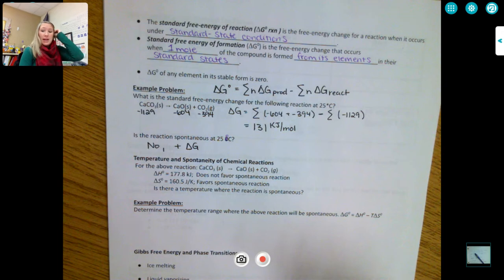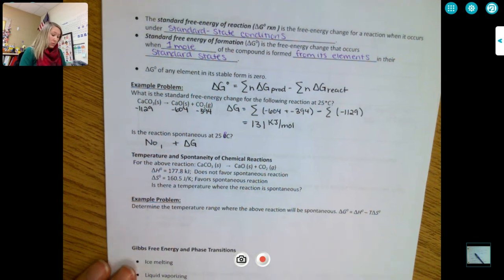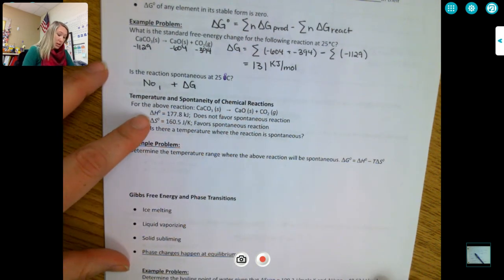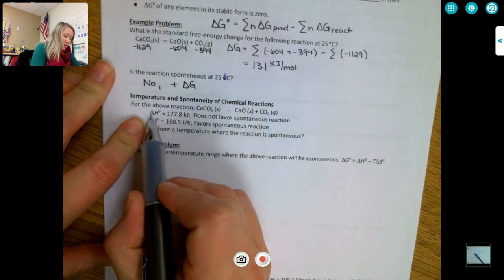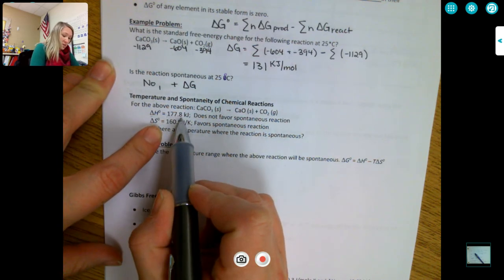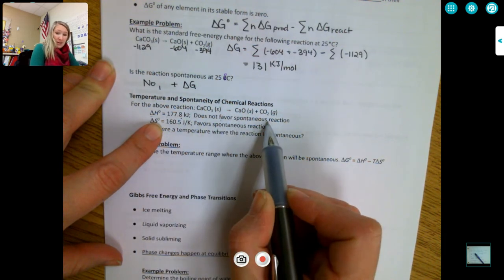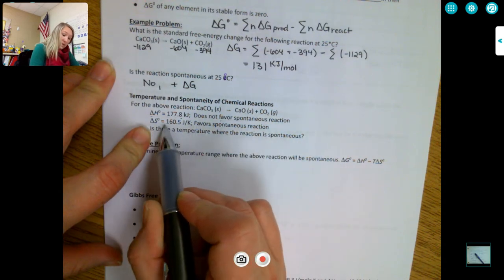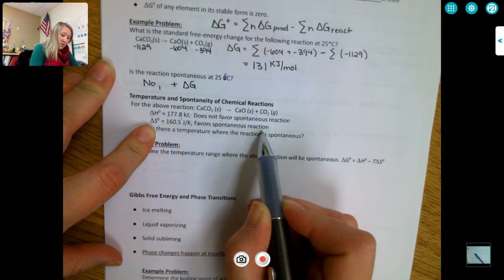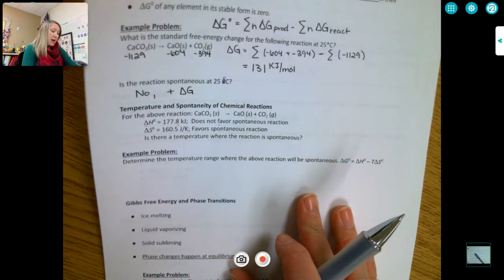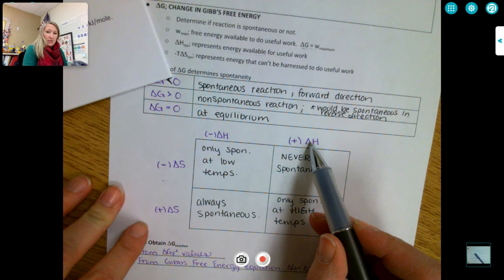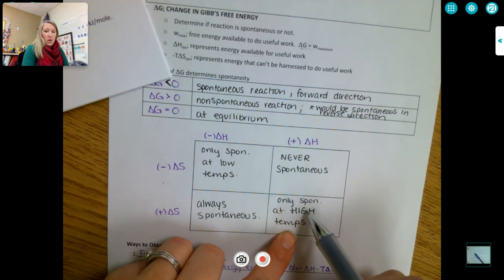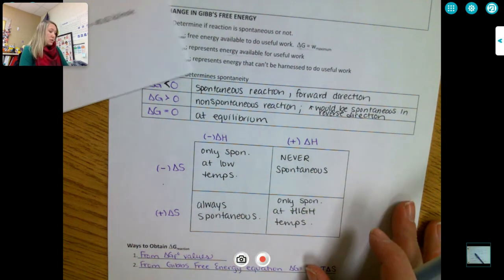Okay, but could we have a situation or a temperature in which it is spontaneous? Well, that's something we can also see. For the above reaction, we know that our delta H is 177.8. That doesn't favor spontaneity. Our delta S is positive, though, so that does favor a spontaneous reaction. So if we look back, we've got a positive delta H and a positive delta S, which is only spontaneous at high temperatures.